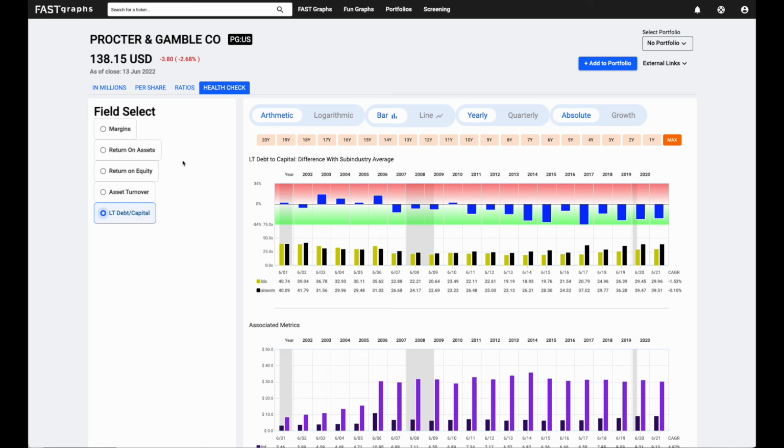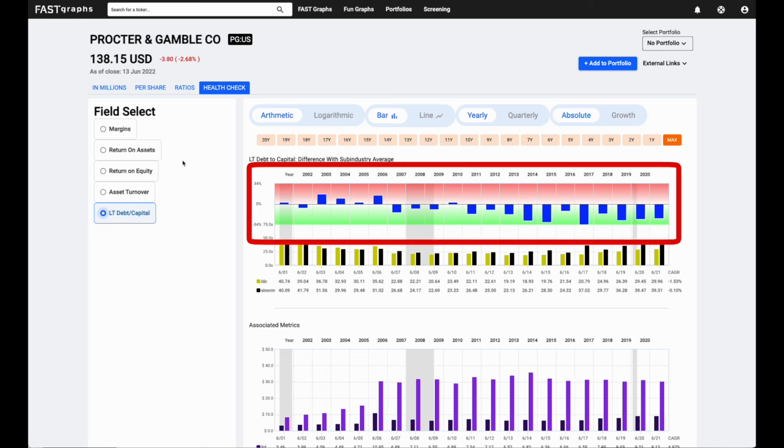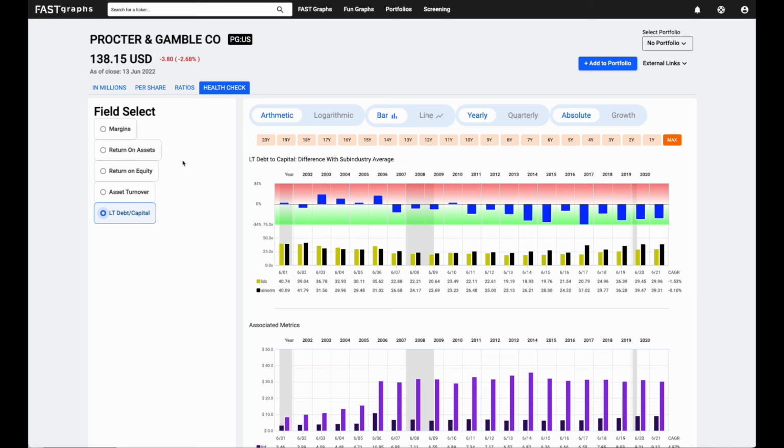For this metric, notice the green and red areas are swapped. Red is on top and green is on the bottom. Since this represents leverage, it is considered better for a company to be below the sub-industry average, meaning it has less debt than its competitors.